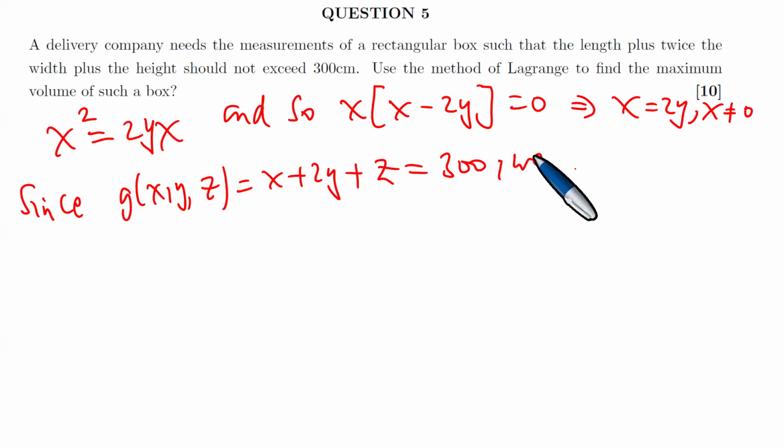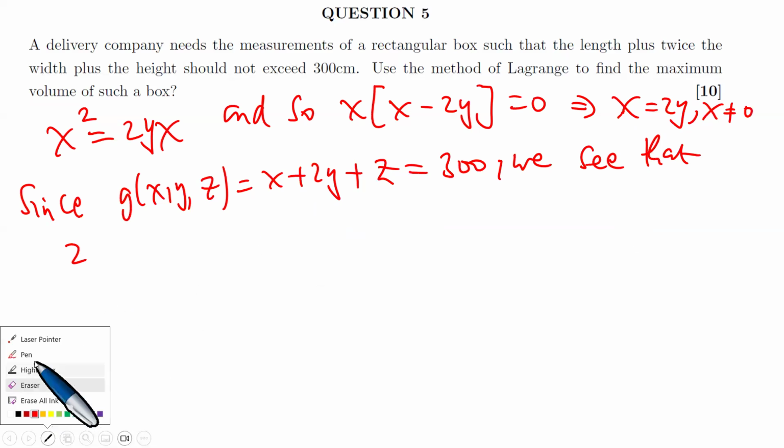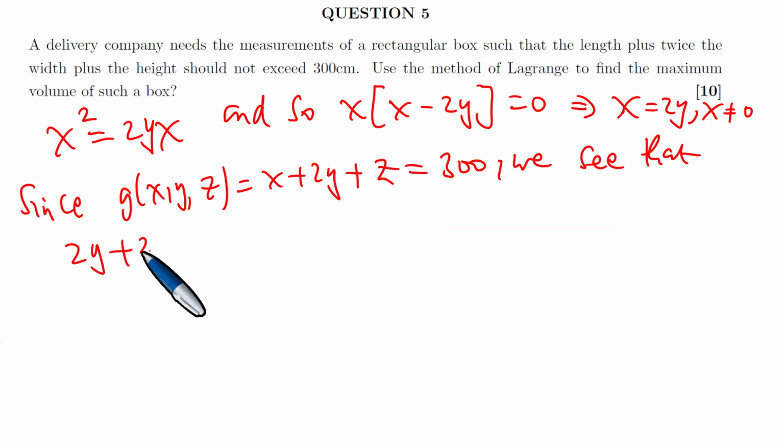Because x is 2y, wherever there's x, you can put 2y, getting 4y plus z equals 300.